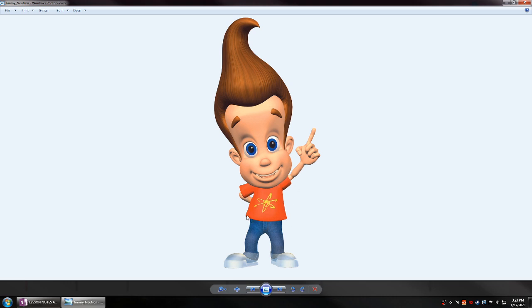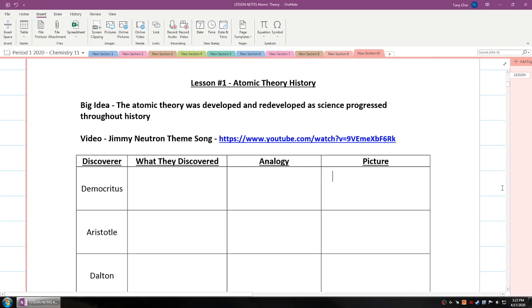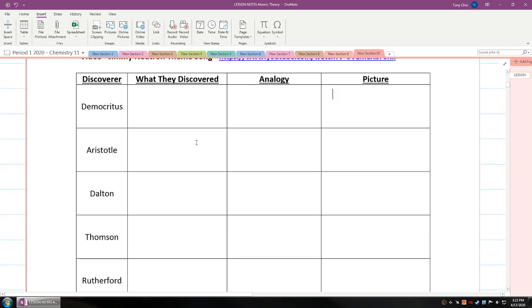Now, that is actually an example of a specific model of what the atom looked like. So that's an example that some people know as the atom. Now, Jimmy Neutron was one of the first places where people probably spotted what an atom looks like. They never knew what it was, but that was the case. So we're going to talk about these different scientists and what they discovered, the analogy we have, and what their diagram looks like.